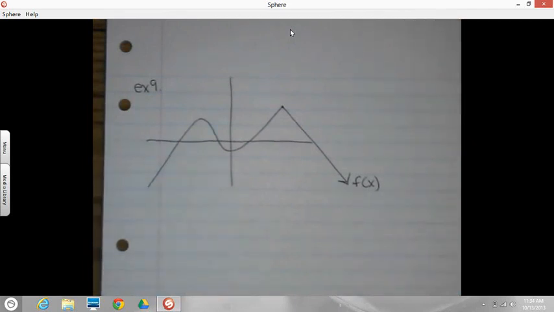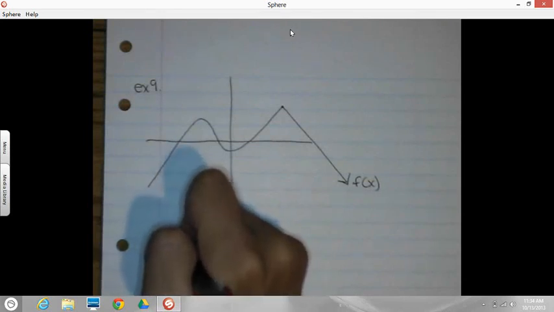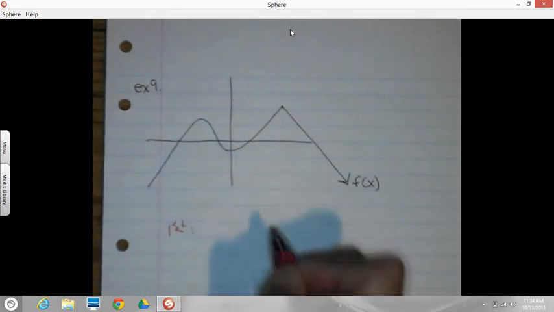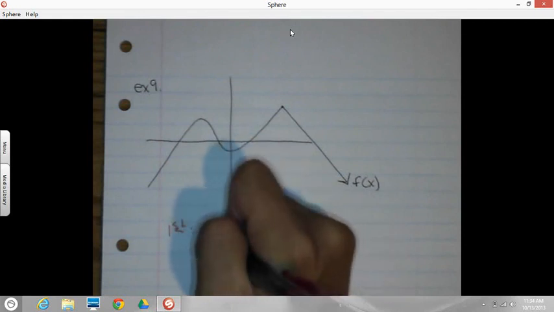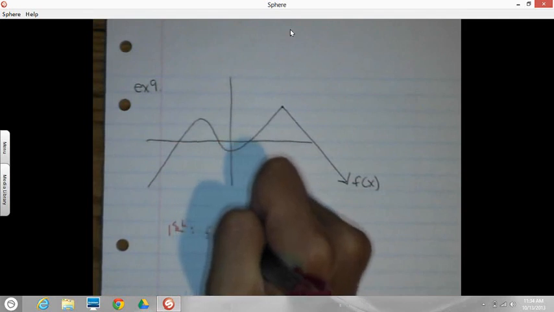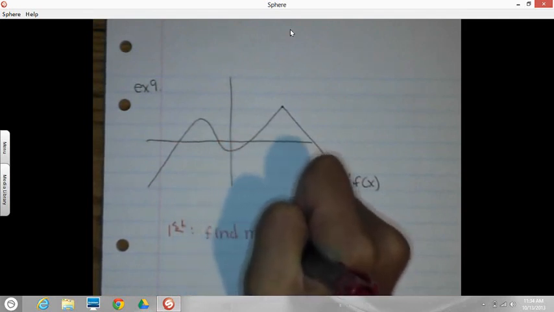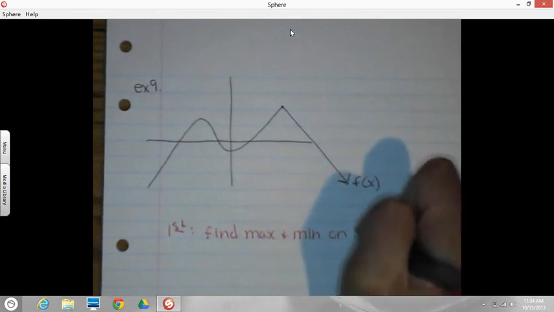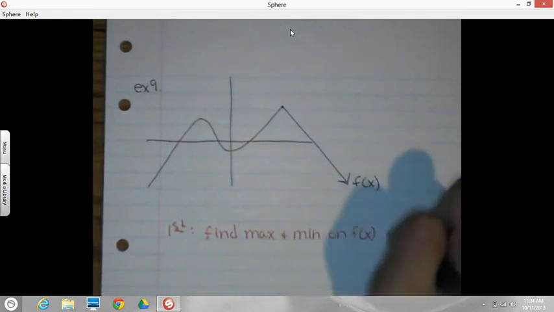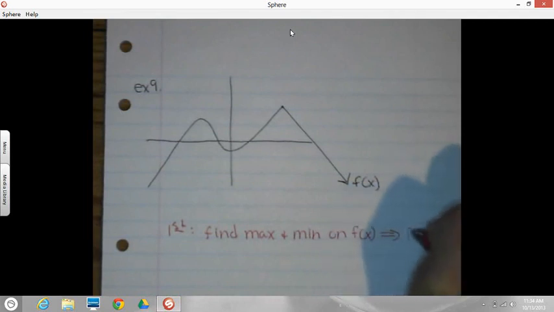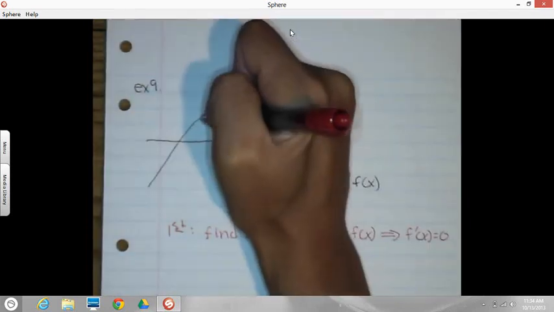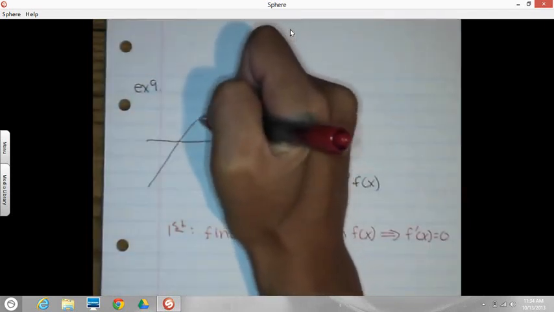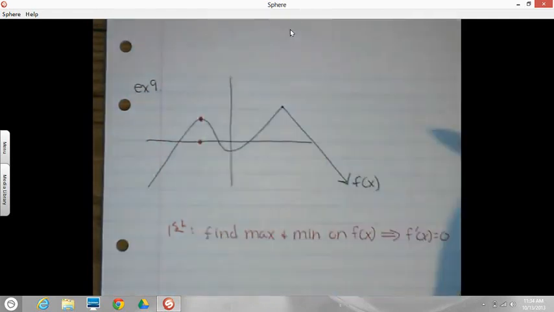So the things to remember, the first thing you should do, find all the max and mins on the original function, because you know that the derivative is 0 at each of those spots. Then you know that the derivative values equal 0 there. So I've got a max here. So that means my derivative is going to have a 0. It's going to cross right there.